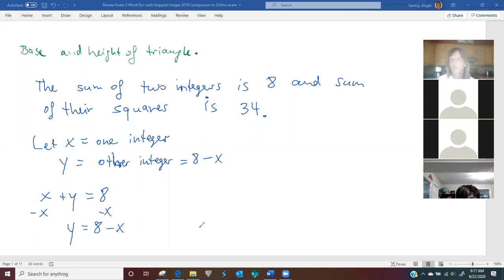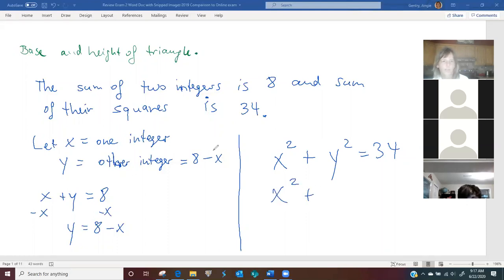And now you have to do another separate equation. You can't put this all into one like I did on that last one. And you say, oh, the sum of their squares is 34. So the sum means plus, their squares, so the x squared and the y squared. You could write that as x squared plus y squared is 34. Some of you will do that, but I usually skip this. I go straight to this. The first integer is x, or one of them, and the y is 8 minus x.